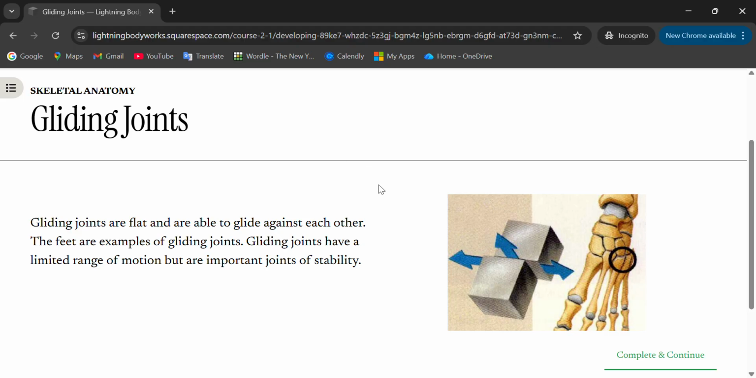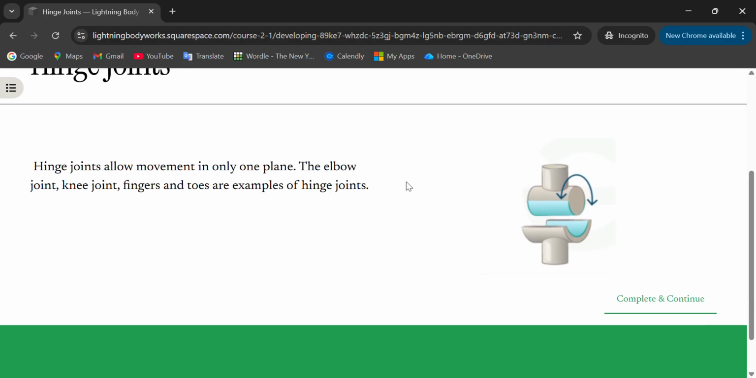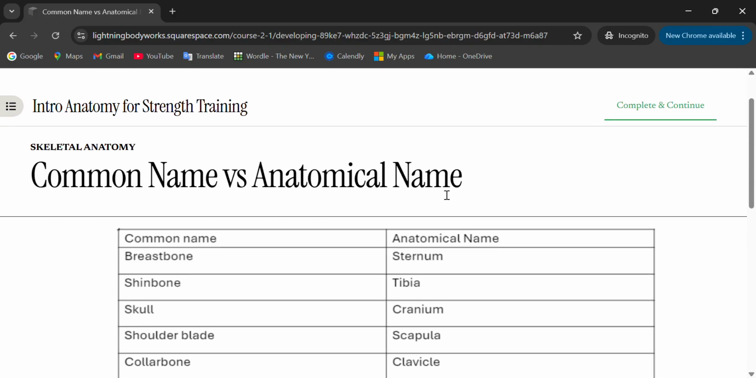Gliding joints, limited range of motion, but good stability. So your feet are a good example of this. Hinge, your elbow and knee joints, moving in one direction or in one plane.